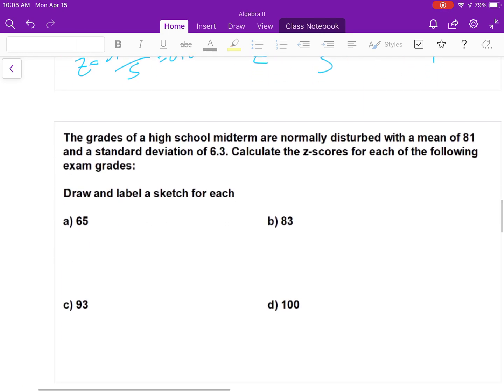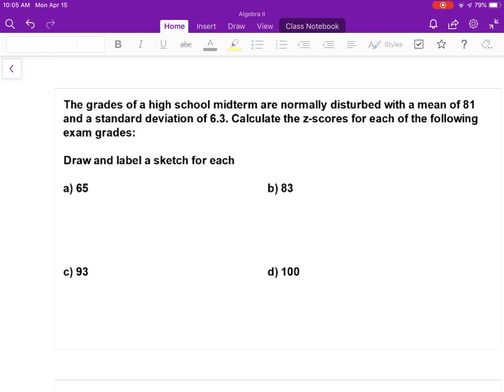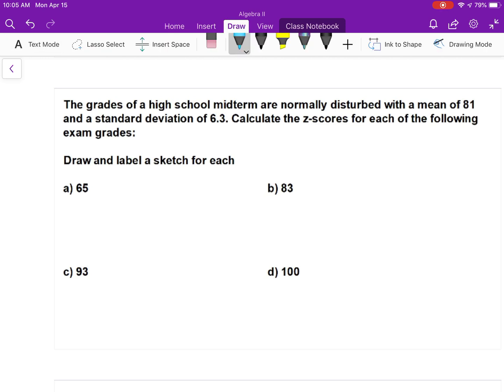Okay, so let's start off with some applications here. So it says that the grades of a high school midterm are normally distributed with a mean of 81 and a standard deviation of 6.3. Okay, so we'll go with a normal curve here. Mean of 81 and a standard deviation of 6.3. So we could add 6.3 to that to get 87.3. We can subtract 6.3. We can add it and keep on going. But this will give us an idea of what it looks like. And again, we're just finding out the Z-scores anyways.